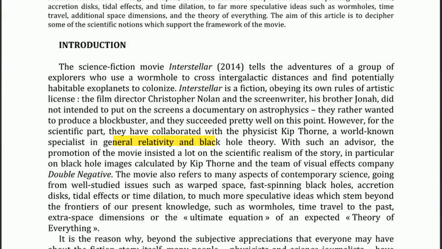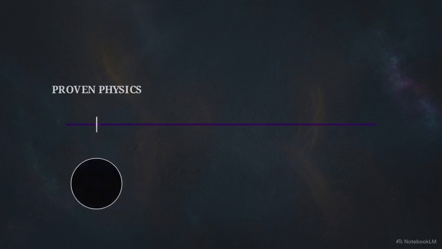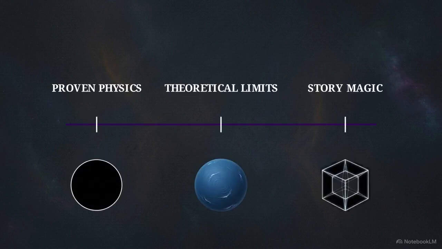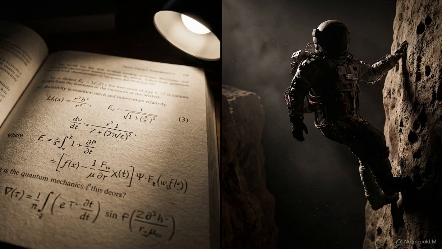of general relativity. To understand how the movie functions, we have to analyze its science across a spectrum. We can break the film down into three distinct categories: hard fact, extreme plausibility, and pure speculation. Exploring this gradient reveals where the established laws of physics end and Hollywood's survival instincts begin.